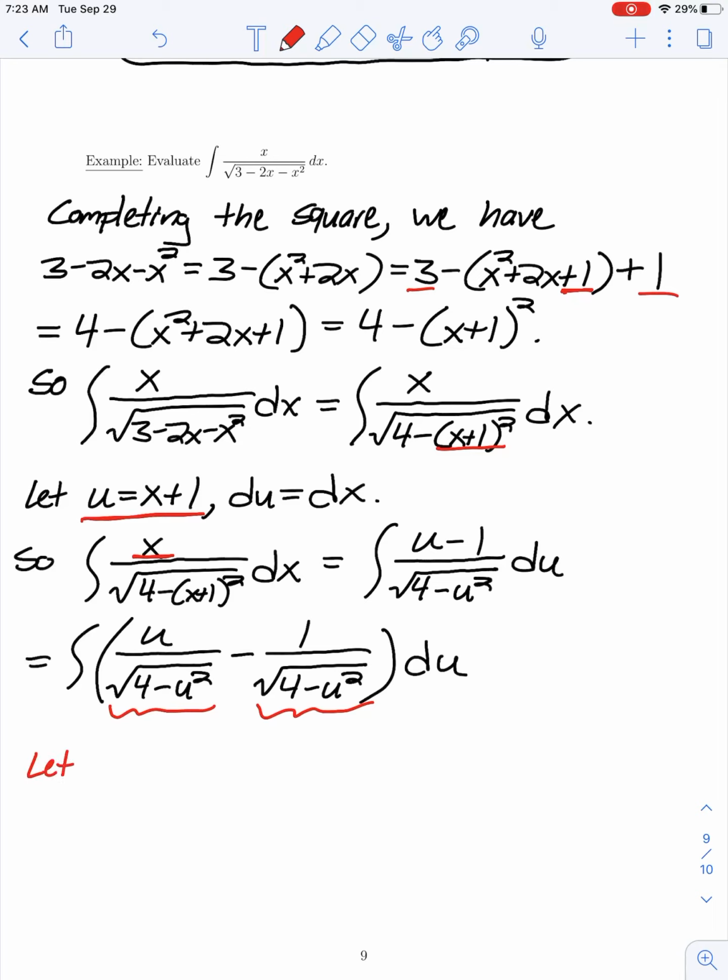So here I'm going to let u, well, I've already used u initially, so let me choose a new variable. Let me maybe say w equal 4 minus u squared. That is the inner function in my composite function for the denominator. So dw would then be equal to negative 2u du, or solving for du, I would have dw over negative 2u.